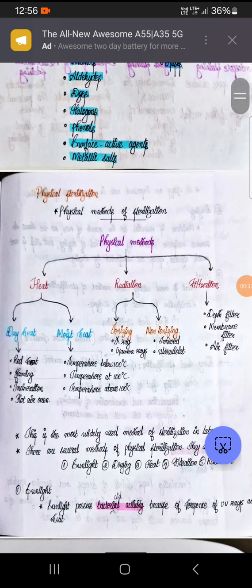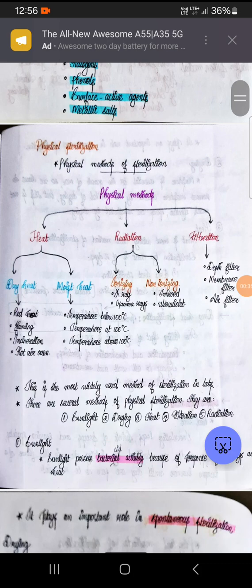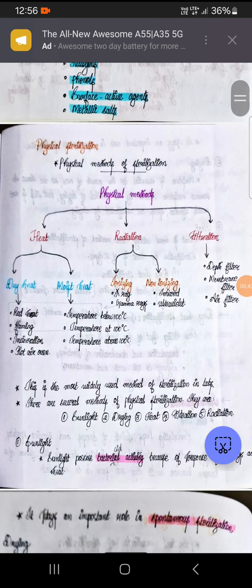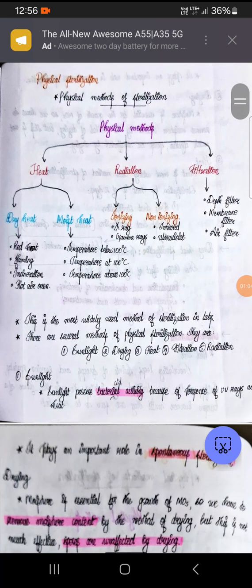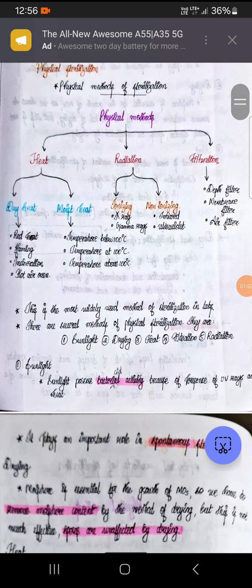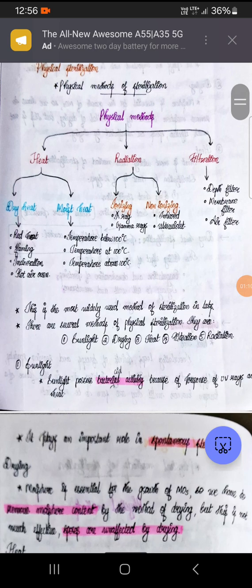Physical methods are shown in the form of a flow chart. Heat is of two types: dry heat and moist heat. Dry heat comprises red hot, flaming, incineration, hot air oven. Moist heat: temperature below 100 degrees, at 100 degrees, above 100 degrees. Radiation: ionizing X-ray, gamma rays, and non-ionizing infrared, ultraviolet. Filtration: depth filter, membrane filter, air filters are used for filtration. This is the most commonly used method for sterilization in labs.